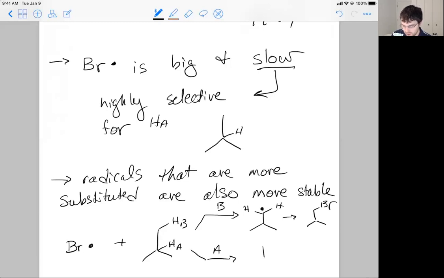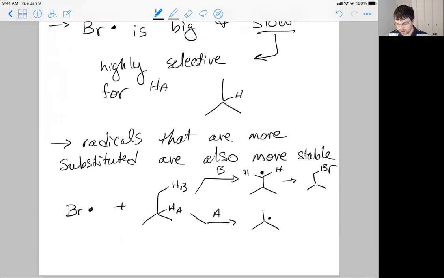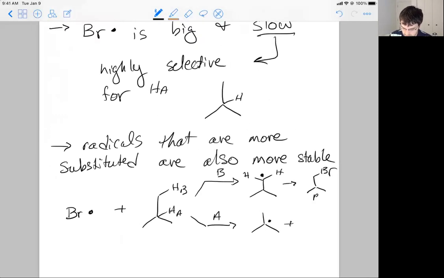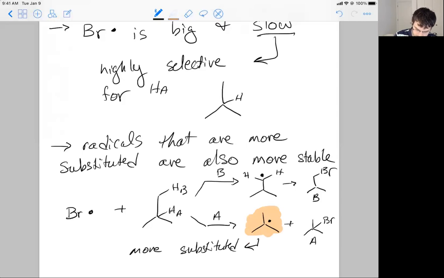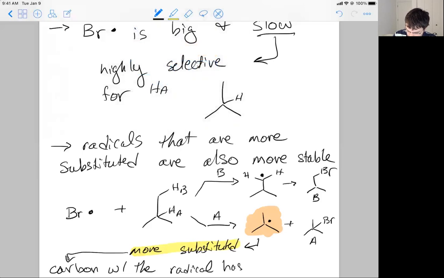Whereas with A, we're going to form a different carbon-centered radical, one that looks like this, that inevitably forms product A right here. Now, what I want to highlight about the lower radical is that it's more substituted. That's a really important concept. Now, why is it more substituted? It's more substituted because the carbon with the radical has fewer H atoms.